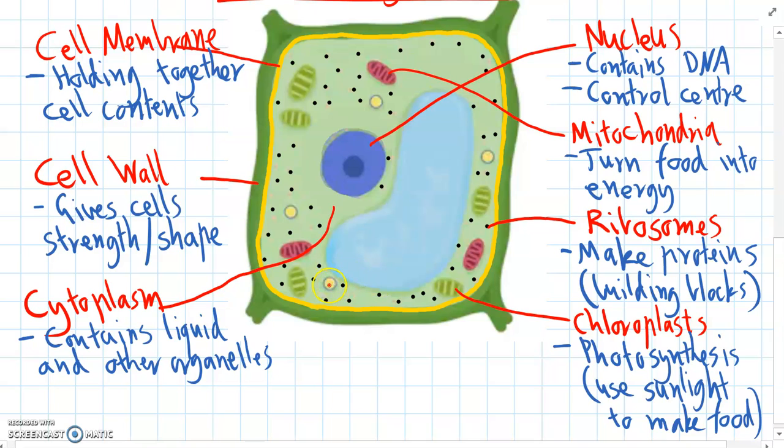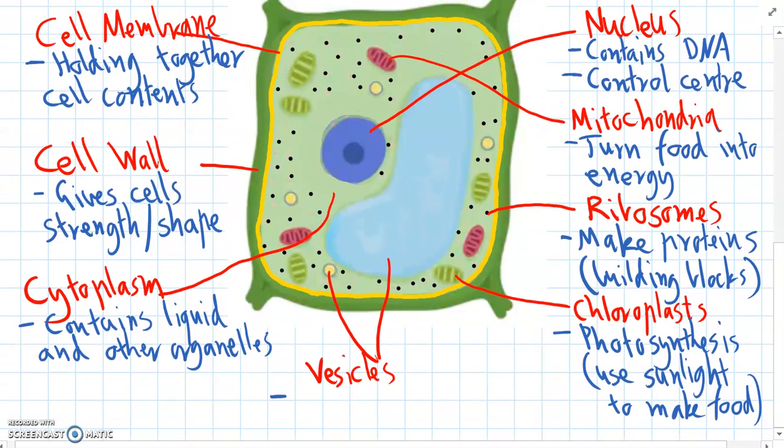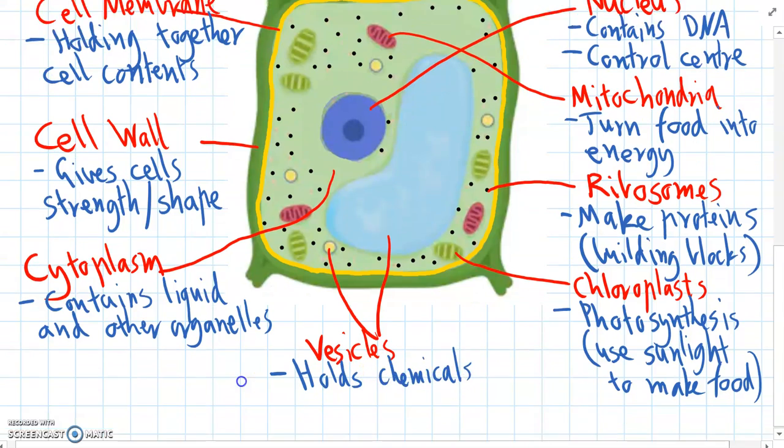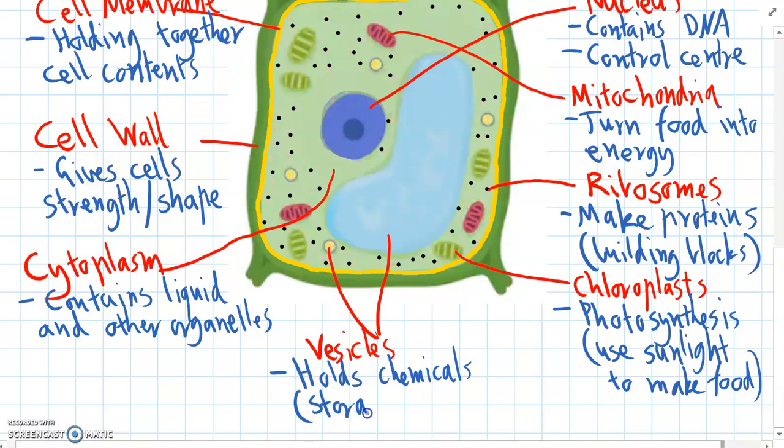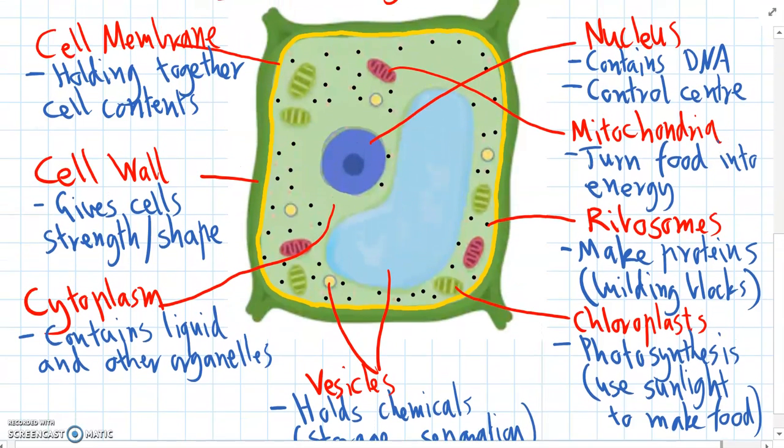Lastly, we've got these little yellow circles and this big blue one here. And these are called vesicles. Vesicles, they're just basically a package that can contain particular chemicals. So cells use them for storage and to keep certain chemicals isolated. So often there's dangerous acids or enzymes that need to be kept separate. So these are the main organelles that are found in cells.